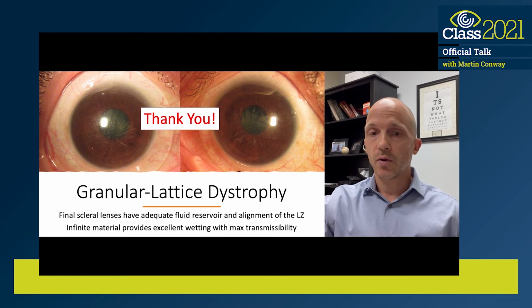He did quite well with these lenses and continues to do well. The lenses now have adequate fluid reservoir and alignment of the landing zone. The Infinite material provides excellent wetting and maximum transmissibility. Thank you.